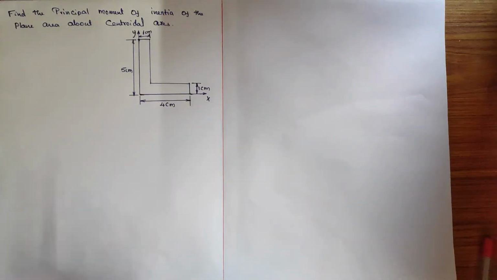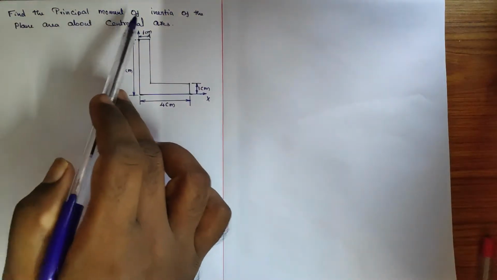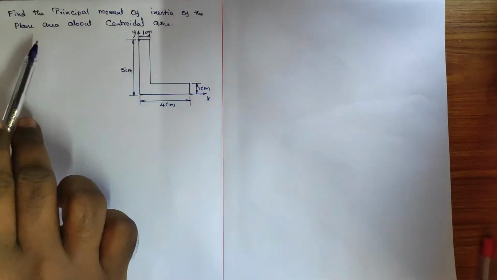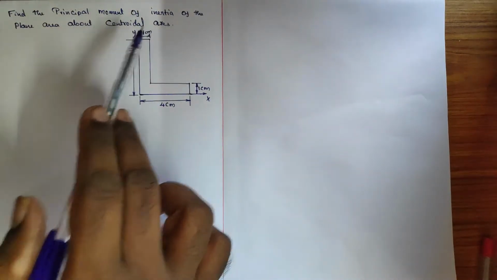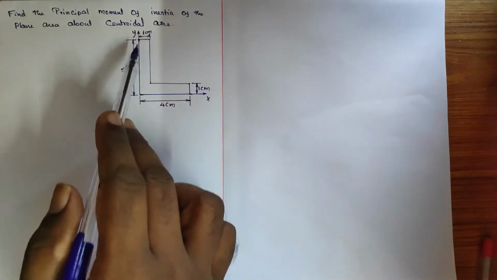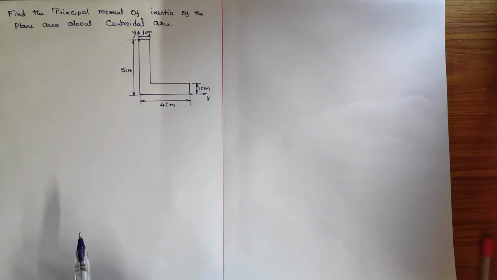Welcome, all students. I come up with a question from principal moment of inertia. Find the principal moment of inertia of the plane area about the centroidal axis. This is the L section which is given for us to identify the principal moment of inertia, right?